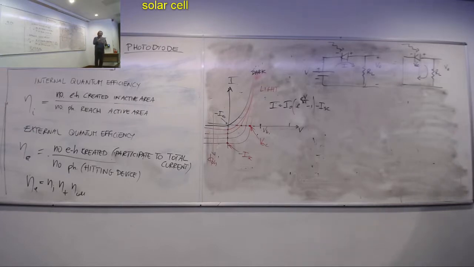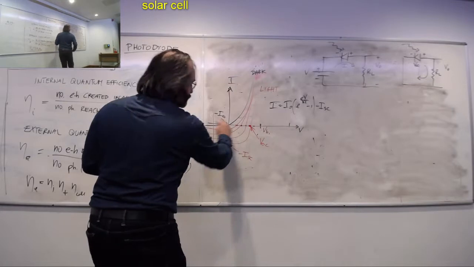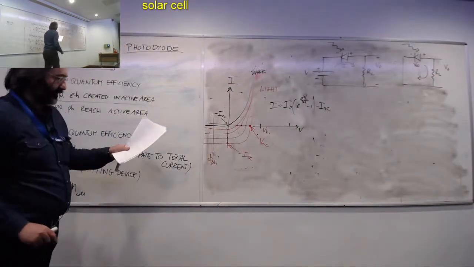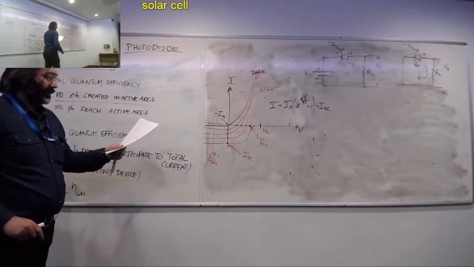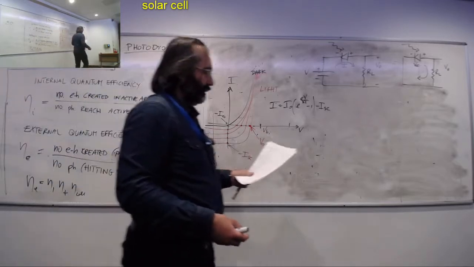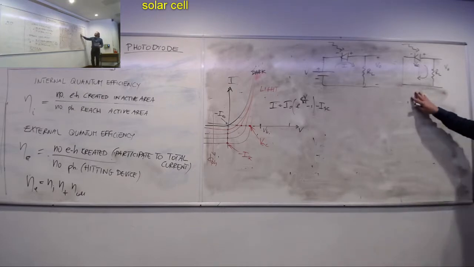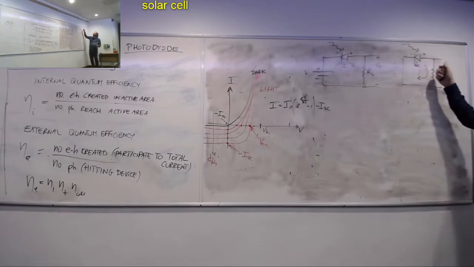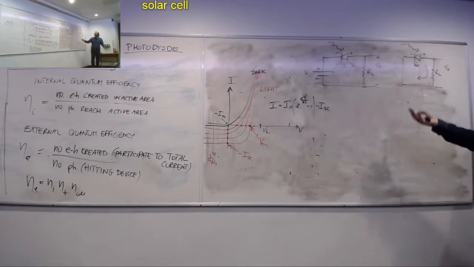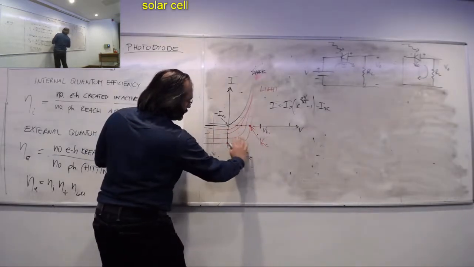So we are focusing now on this part, as we said. So in the solar cell, what we want to do is to maximize the amount of power that this device can give in output. So as we said, we are working here in this quadrant.